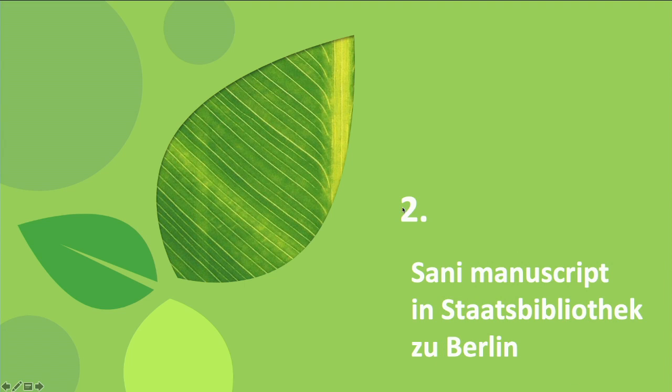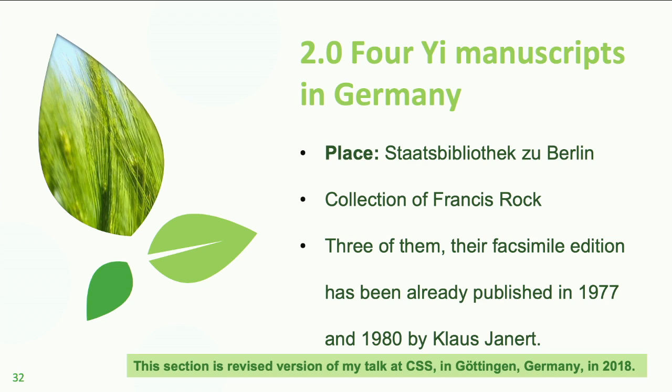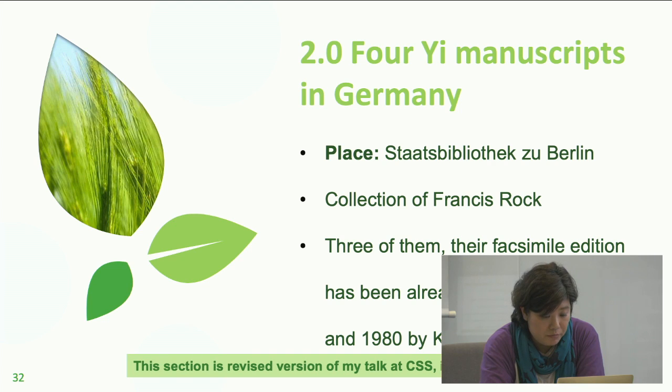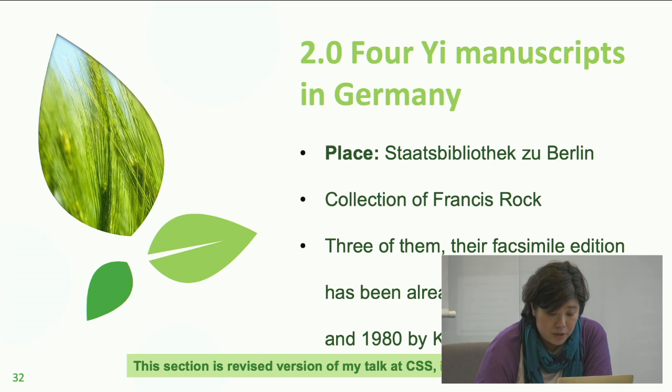Now I will introduce the case of a manuscript of Sani preserved in Staatsbibliothek zu Berlin. In Staatsbibliothek zu Berlin, there are four E manuscripts. It is said that they are from the collection of Joseph Rock, who is famous for his abundant Naxi collection, and three of them, their facsimile editions, were already published in 1977 and 1980 by Klaus Janert.